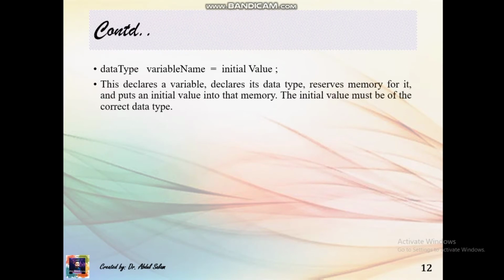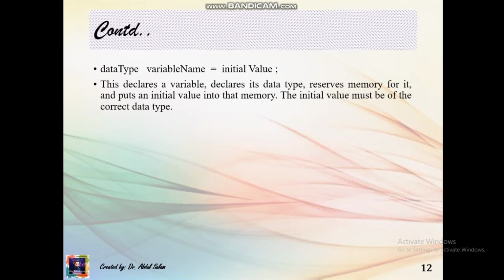The next slide is also showing the syntax of a variable, that is, how to declare a variable: data type, variable name, equal to, initial value, and semicolon. This declares a variable, declares its data type, reserves memory for it, and puts an initial value into that memory. The initial value must be of the correct data type.